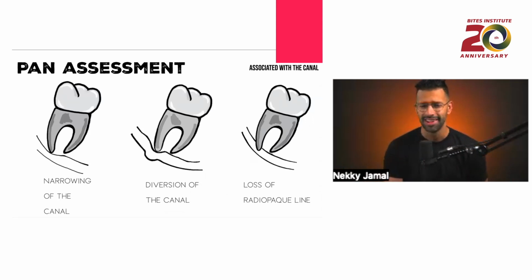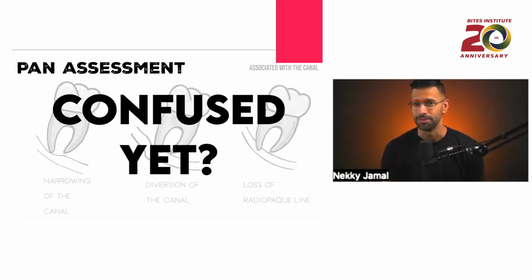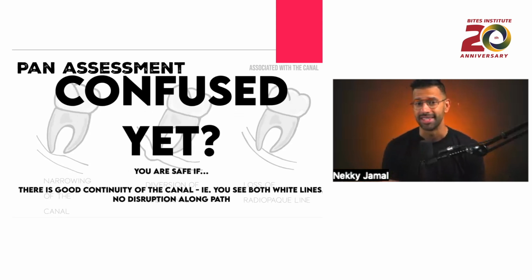And at the end of the day, I'm always left confused because I can't see if it's diversion of the canal or if it's narrowing of the canal. I can't make that decision right on the spot because sometimes my pan is crap or the patient isn't in the focal trough properly. And then you can't really rely on your radiograph. So in a lot of these situations, I will take a CBCT because I hear so many times dentists say, but I can see the white lines of the canal. And if I can see the white lines, well, I'm good. And I don't think that's always the case.